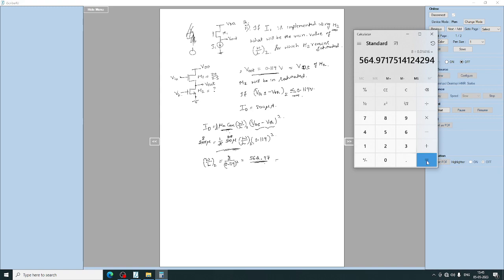we will divide both numerator and denominator by 0.5. What you get is 282, so it is approximately 282.5 divided by 0.5. Okay, so this is the approximate value of W by L of the second transistor. Fine. So this is one of the examples we have come across.